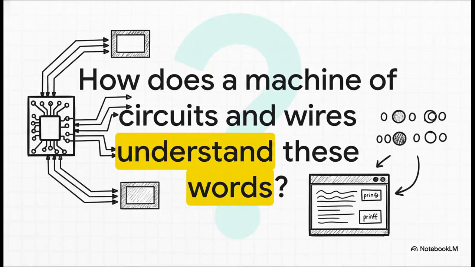But that brings us to the real head-scratcher. A computer doesn't understand English. It doesn't understand C or Python or any language we speak. At its very core, it's just a box full of millions, even billions of tiny little switches that can either be on or off. That's it. So, how in the world do we get from a word like printf to a bunch of electrical signals?